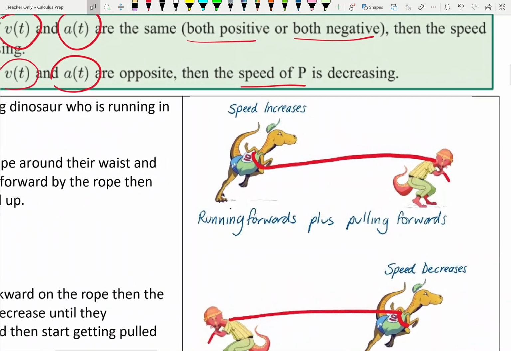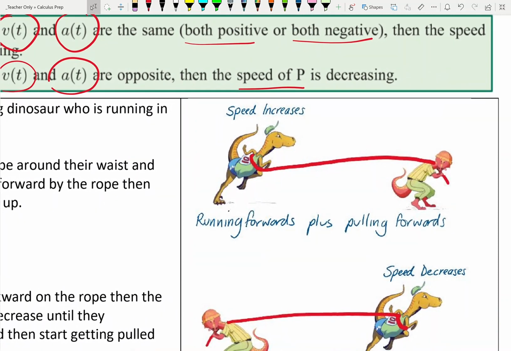So here we've got a dinosaur running on the left. So the velocity here, he's running towards the right, so the velocity is greater than 0. The other little, what is that, a fox, is pulling forward on him, so the acceleration is also positive, and so this dinosaur's speed is increasing. So think about running along as fast as you can, and then somebody pulls on a rope to the front of you, you're going to go even faster, even faster, even faster. So your speed is going to increase.